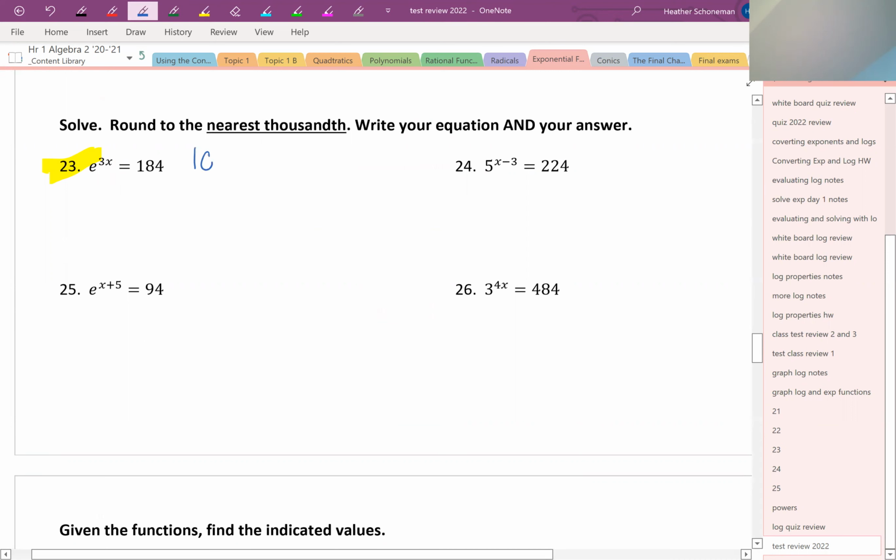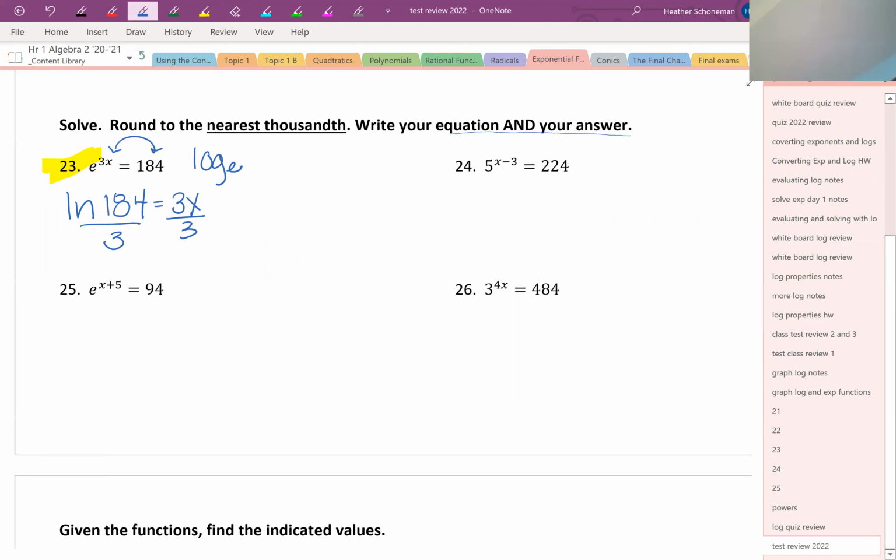So we could rewrite this one as log base e, but we don't write log base e. We write the natural log, and then these two things switch places: the natural log of 184 equals 3x. And then to solve for x, you're going to divide both sides by 3, and that will give you your answer. Now, on the test, it says, write your equation and your answer. If you have this, that would be enough that I would count it as your equation.